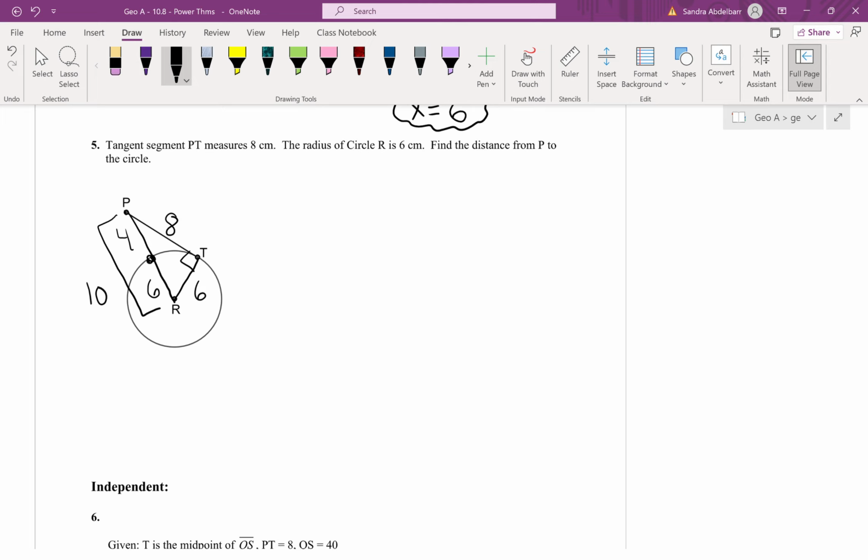So I used an older theorem to solve this. I used the fact that when a radius touches a tangent, it makes a right angle, and then I used triples. There, we could have done this using a power theorem. How could we have done this using a power theorem? Let me show you.